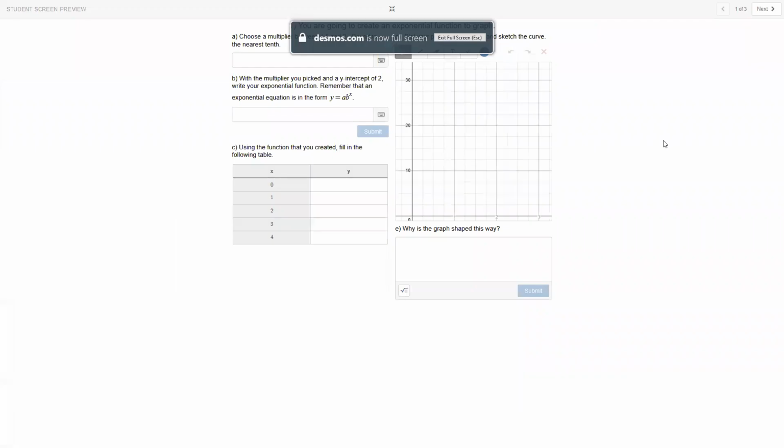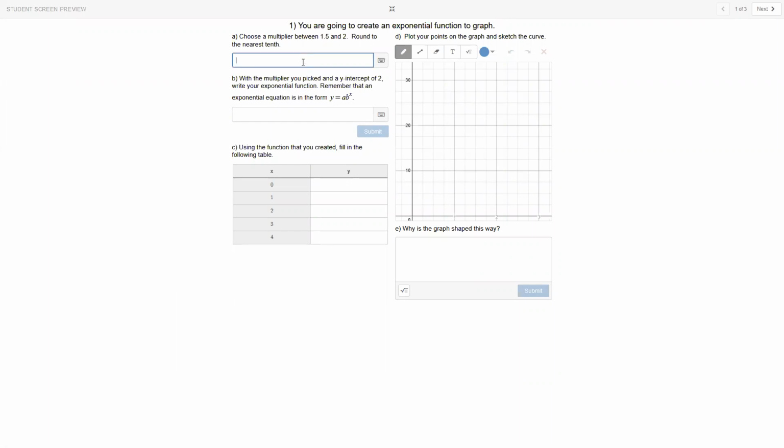We're gonna answer this, guys, and I'm gonna do number 1 with you. You're supposed to do 2 and 3 by yourself. So choose a multiplier between 1.5 and 2, and round to the nearest 10th. Don't do like 1.98, just between 1.5 and 2, right? You get to choose a number. You could do 1.5, you could do 1.8, you could do 2, whatever you want. You get to pick.